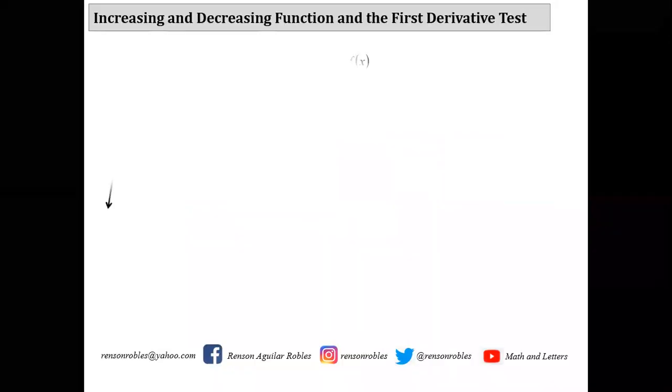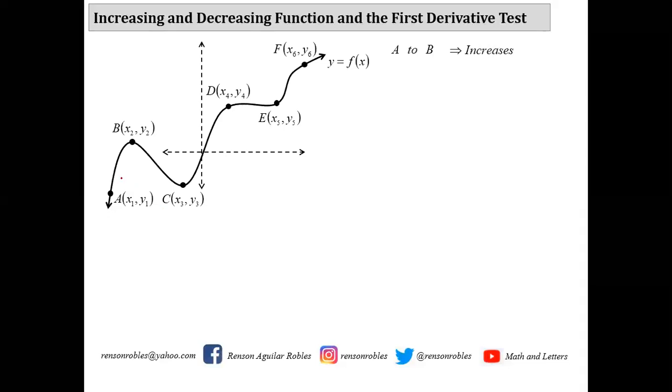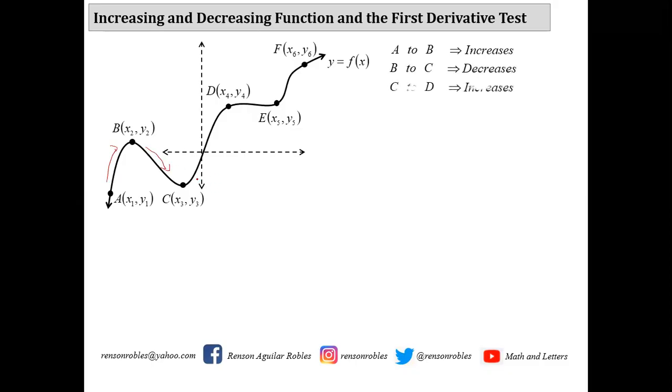So let us consider the function y equals f of x defined by this curve, and from here I'll be assigning points A, B, C, D, E, and F. We know that the function is increasing from point A to B, decreasing from B to C, and it continues to increase from C to D, still increasing from D to E, and increasing from E to F.